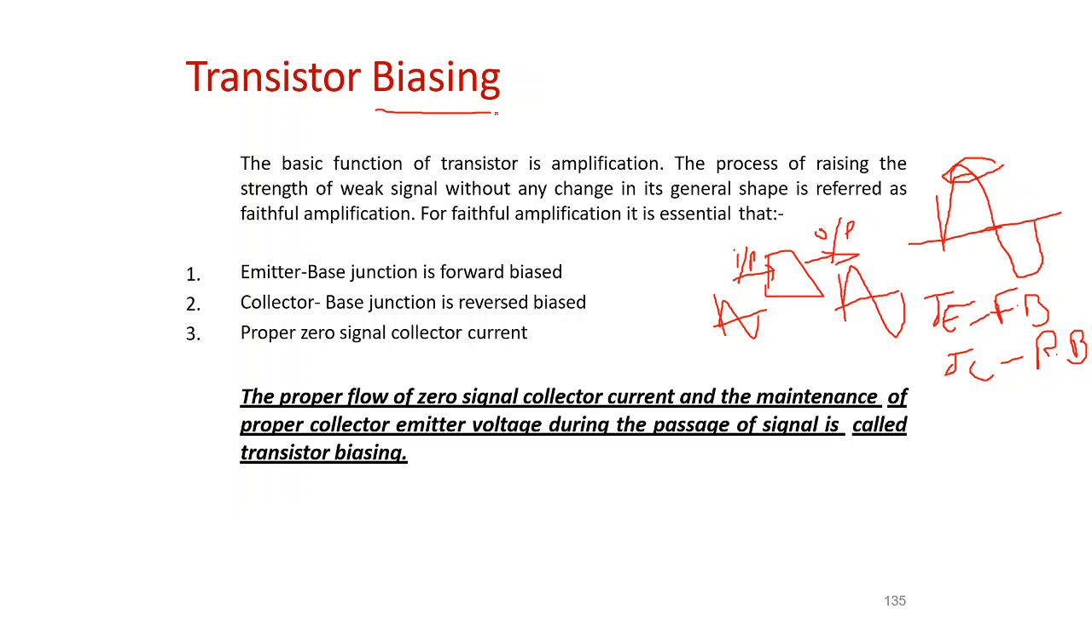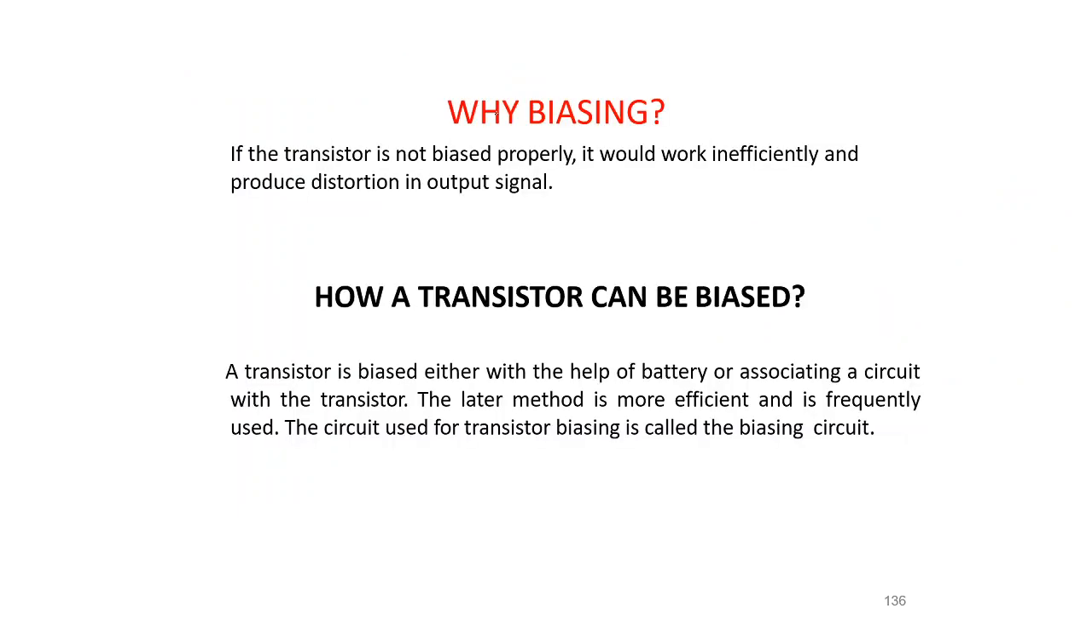The passage of signals in the transistor is required. So what is biasing? Biasing is nothing but choosing voltages and resistance values without changing the shape of the input signal in the amplification process.